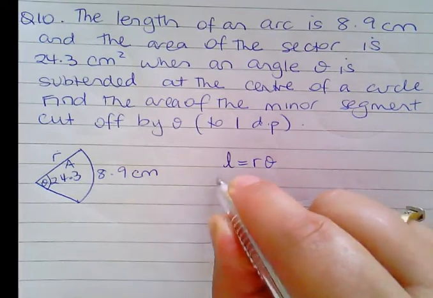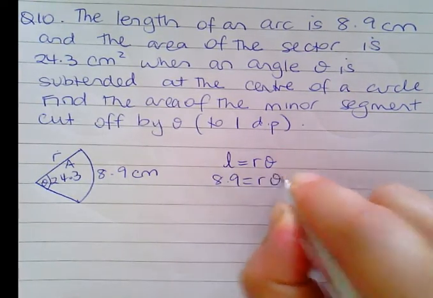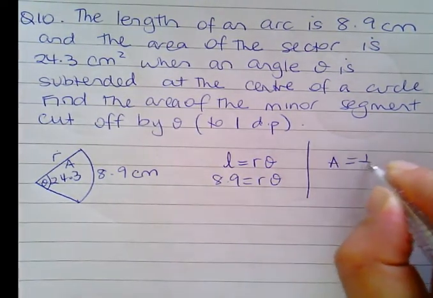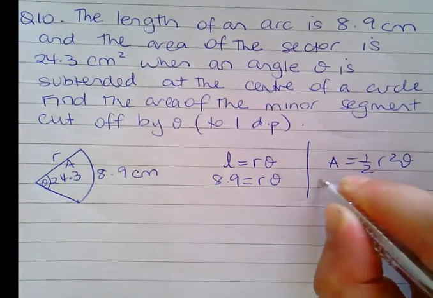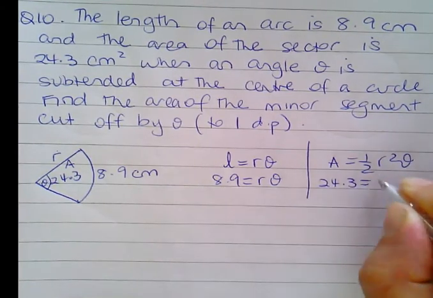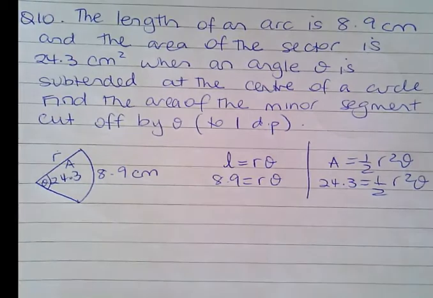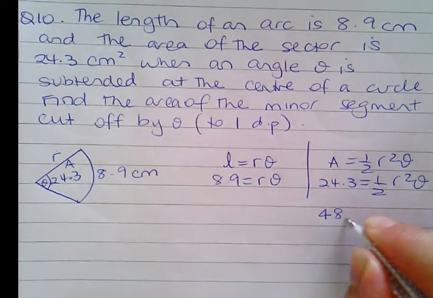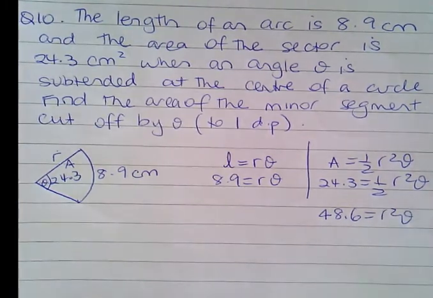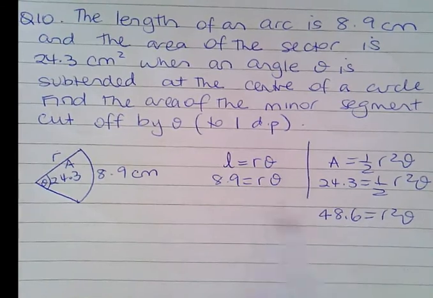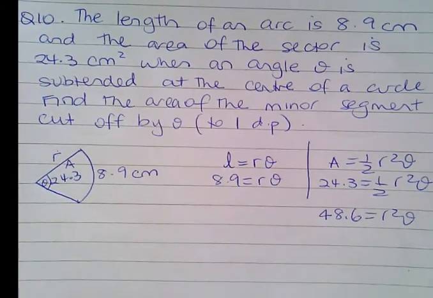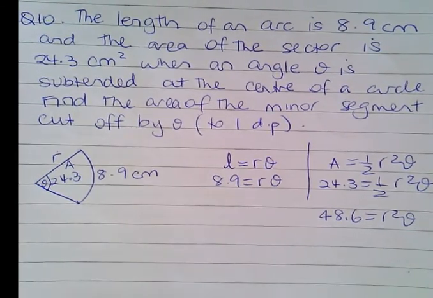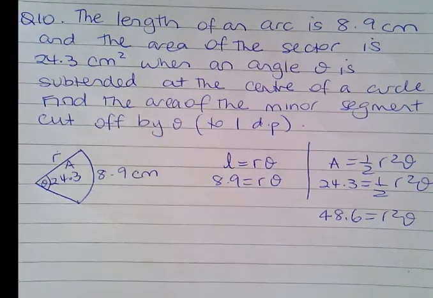So again, L is r theta, so 8.9 is r theta. Area is a half r squared theta, so 24.3 is a half r squared theta, and you can bring this 2 over, so 48.6 is r squared theta. You'll need to rearrange. You've got 2 simultaneous equations. Solve for both r and theta. Once you've worked them out, you can do the area of the minor segment. So I'm actually not going to do that. You can do that yourself.